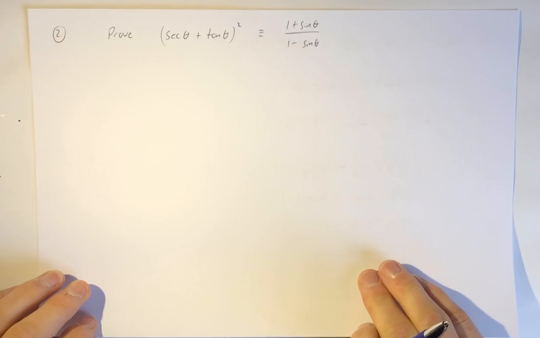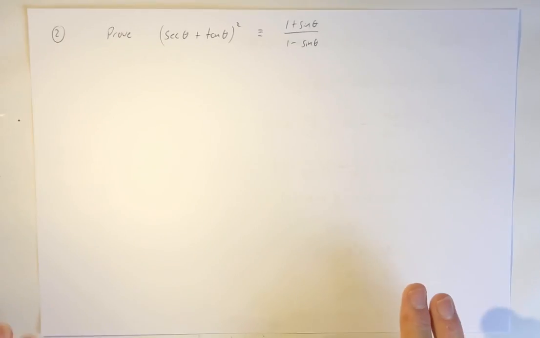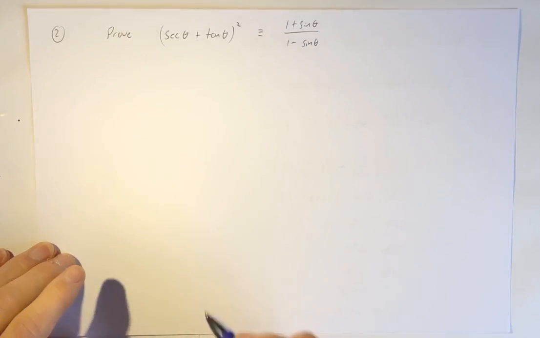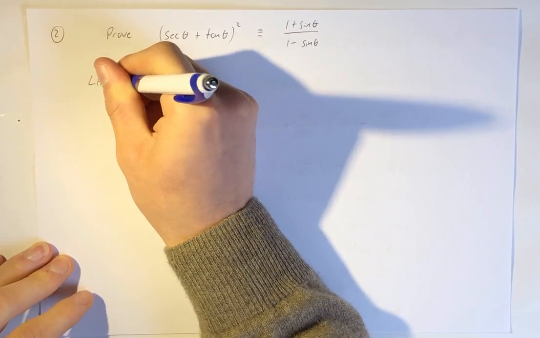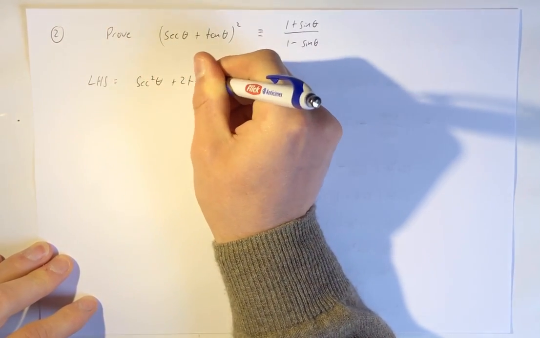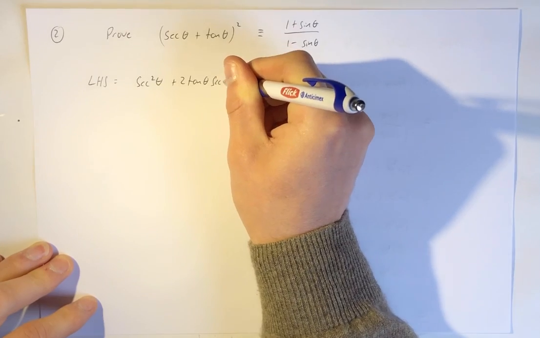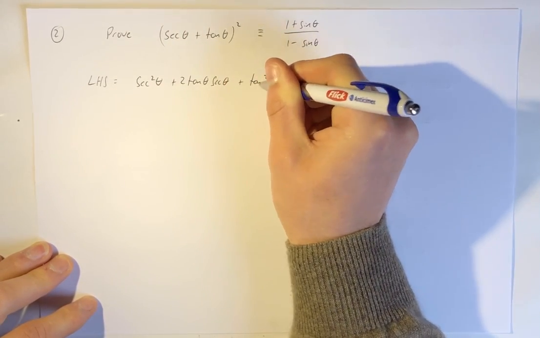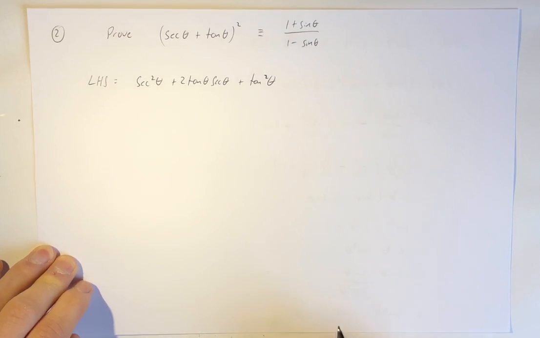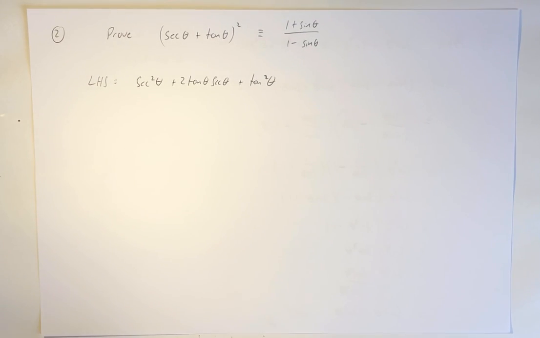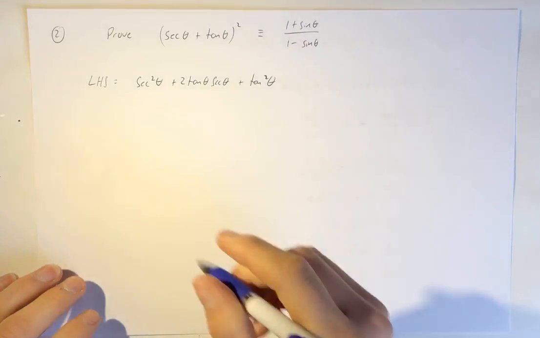The second one, hopefully it's in the frame. I've got brackets, and I don't really want those brackets there. So I think the best thing for me to do is to expand. So the left-hand side is sec squared theta plus 2 tan theta sec theta plus tan squared theta. I just don't like the brackets, so I wanted to get rid of those. Now expanding was quite helpful.